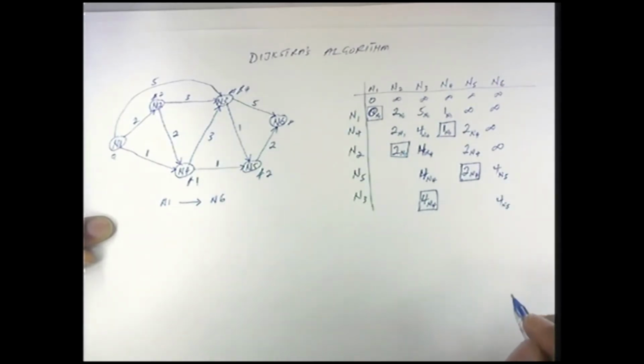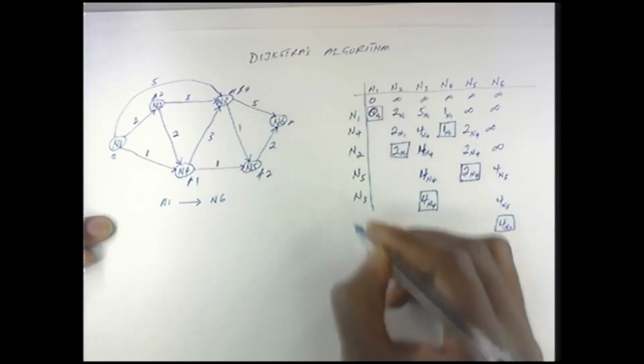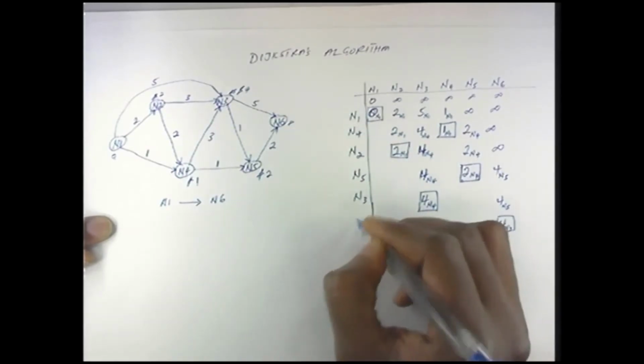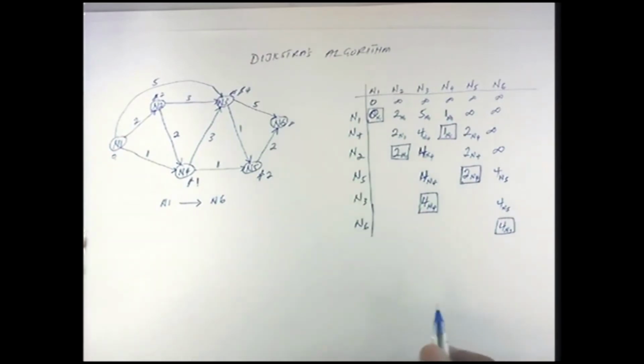I guess you are following now. Now we are only left with N6. And of course we repeat this and we circle it. It means that we have now visited N6. And that will bring us to the end of the computation. Now let's understand how to read the table.